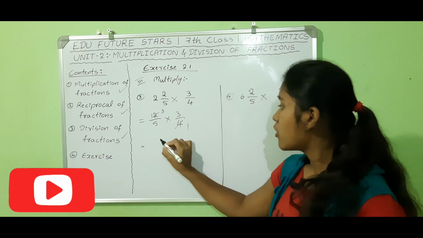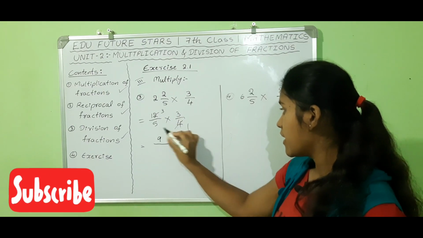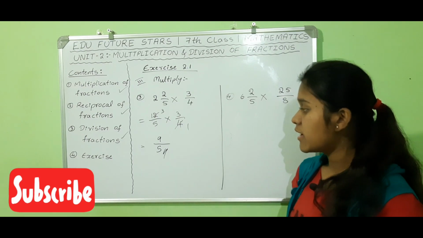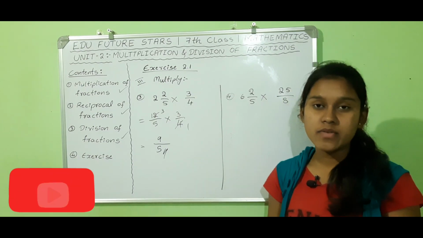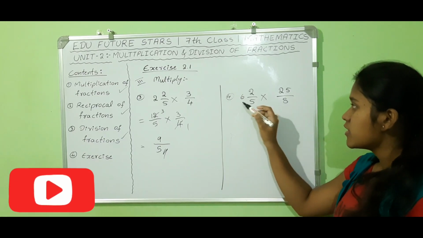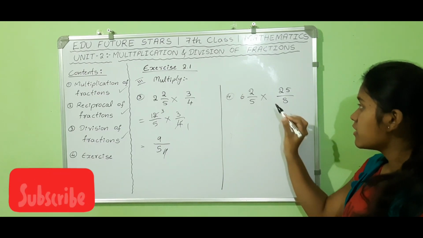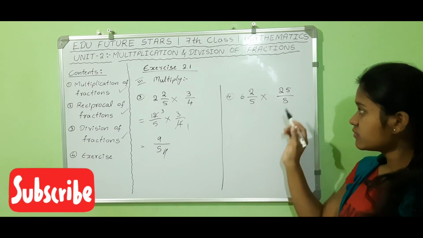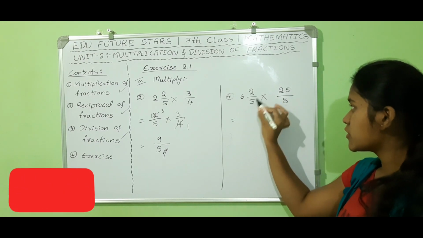So 3 3s are what? 9 divided by 5 1s are 5. Correct? So this is what our final result. 9 by 5 is the final result. Okay? See the fourth question. So 6 2 by 5 into 25 by 8. This is our question. So let's multiply this first.